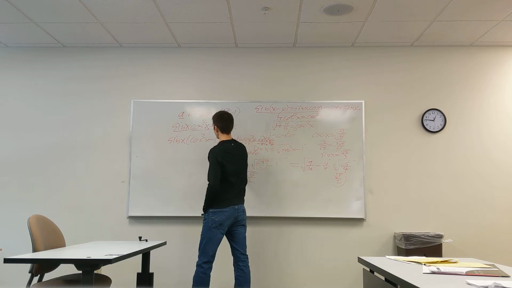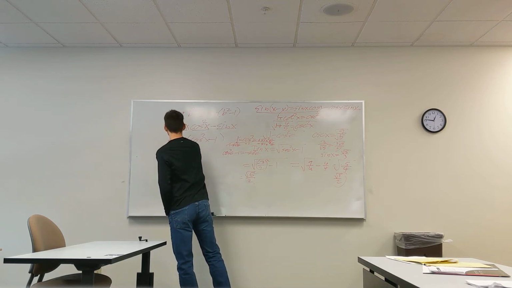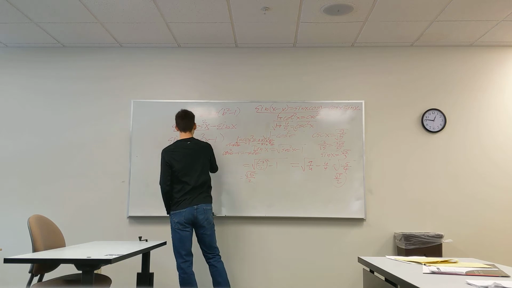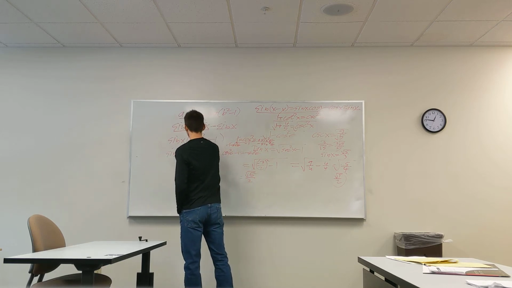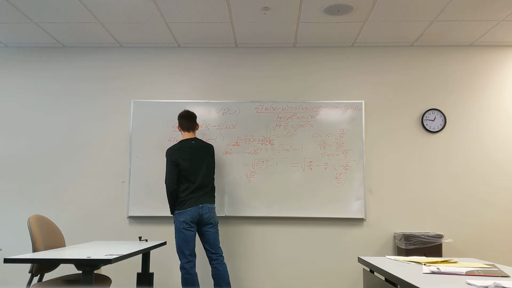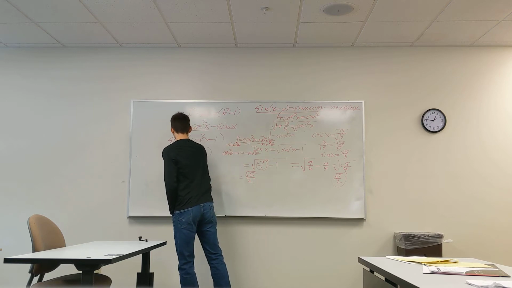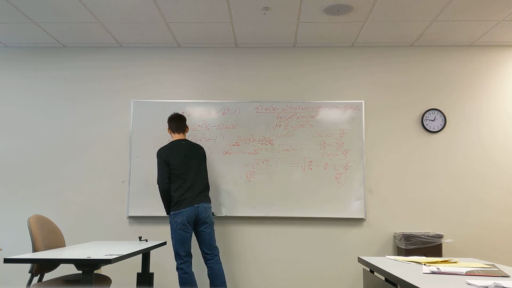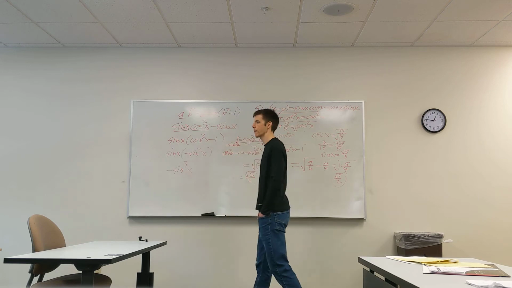Okay, so you end up with sine cubed. Yeah, so I get sine x, and then cosine squared x minus 1 is actually negative sine squared x. And so I get negative sine cubed x. Yeah, right?